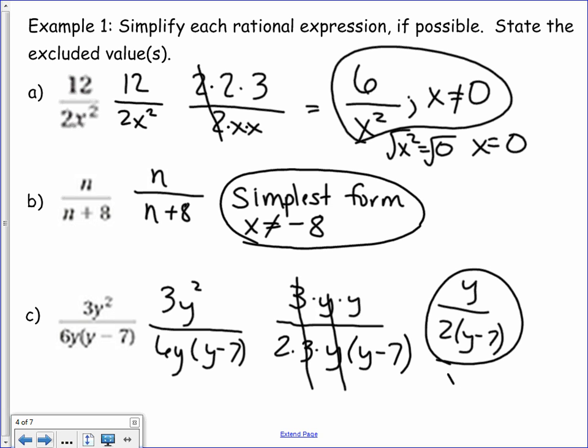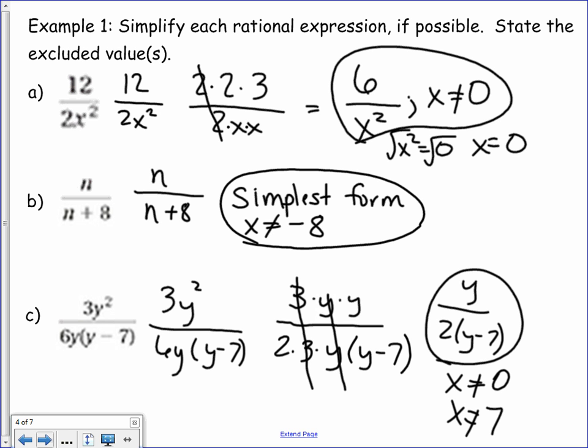Okay, now we just have to list our excluded values. So we know that y cannot be 0, because 0 minus 7 is negative 7. I gotta do that again. 0 minus 7, 7 times 2 is negative 14. But 0 divided by negative 14 would still be 0. And y can't be 7. Okay? Oh, that's the problem, sorry.